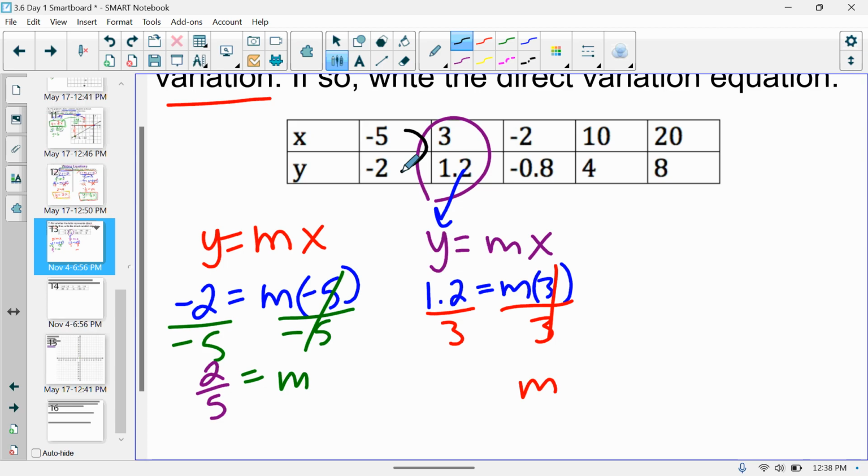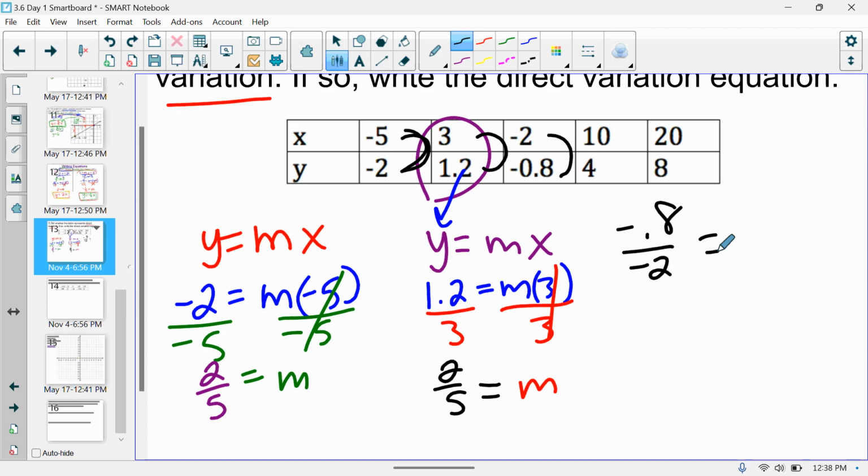Because you're trying to figure out what times this gives you this. So it's just like going backwards, taking -2 divided by -5. We did that on the first one, right? This one we're doing 1.2 divided by 3. It's going to be 2/5 again. So let's just do that for all of them. -0.8 divided by -2. Go punch that in your calculator. I'm going to wait till I see 15 hands in the air because everybody should be able to punch numbers on their calculator. So again, I'm doing the y divided by the x every time.